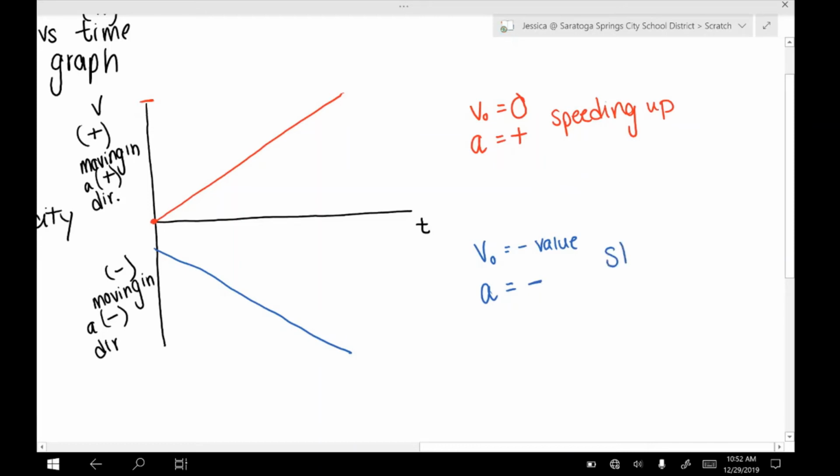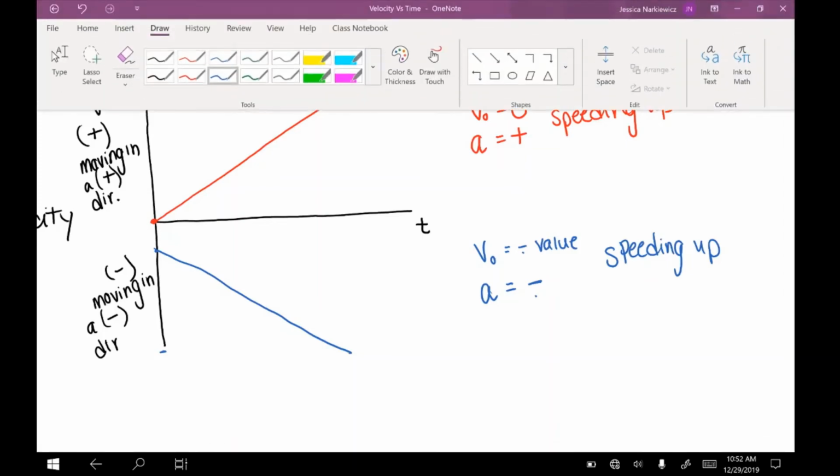And this blue graph is also speeding up, because my velocity and my acceleration are in the same direction. Also, I'm ending at a larger velocity than I started at. Yes, more negative usually means less than, but in physics, the negative just gives us the direction.